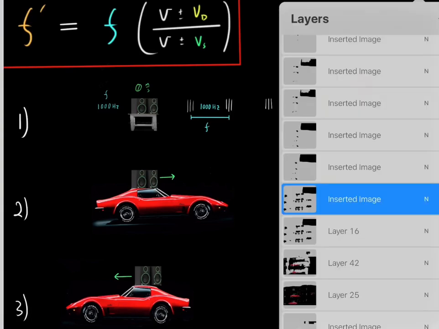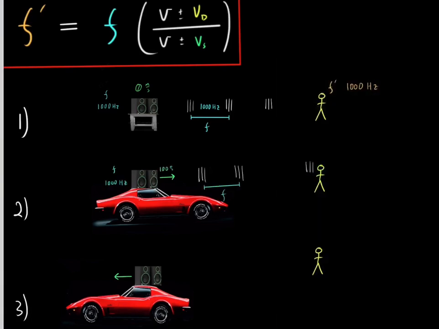But now let's imagine another example. Let's imagine this speaker is hooked onto this car. And let's say this car is traveling at 100 meters per second towards this detector. So let's say the speaker is programmed to create a frequency of 1,000 hertz. So we know this 1,000 hertz tells us about the distance between two regions of compressed air.